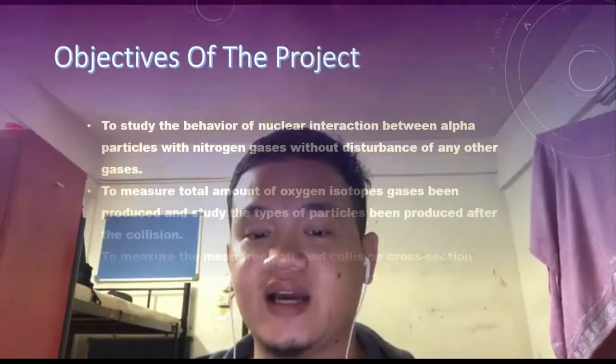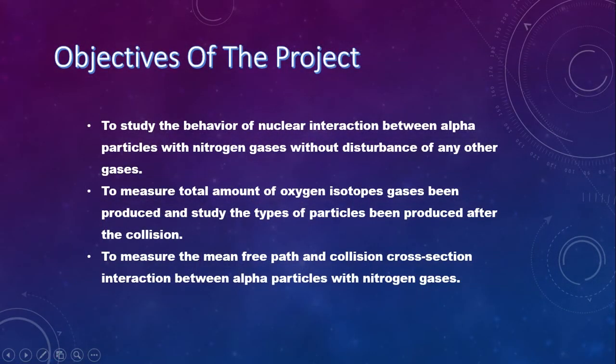The purpose of this project is to study the behavior of nuclear interaction between alpha particles and nitrogen particles without any disturbance from any other gases inside the simulation process. The application of Geant4, which has been developed by the CERN community, is able to predict the outcome of nuclear reactions efficiently. The main target in this project is to measure the amount of oxygen isotopes that have been produced and consider the other possible reactions that may occur during the reaction process.